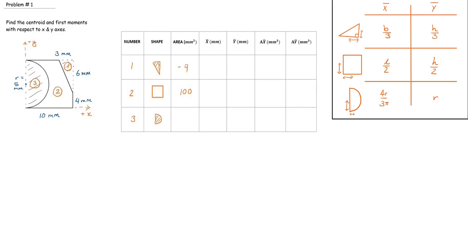The area for the square is length times width, so you'll get 100. And finally, the area for the semicircle is pi r squared divided by 2 because it's half a circle. And it'll also be minus because you're subtracting the area.